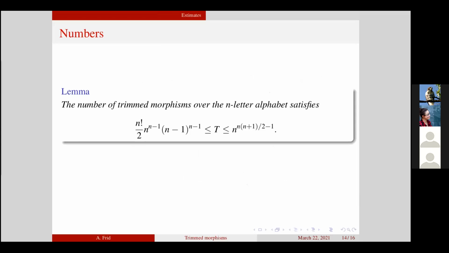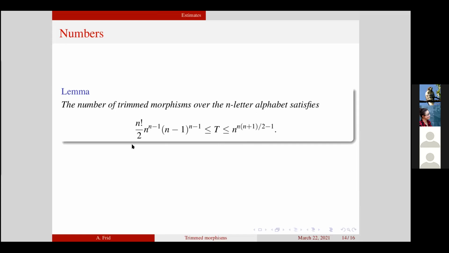But unfortunately, what is complicated is that the number of trimmed morphisms over an n-letter alphabet is huge. So this lower bound is just the number of the longest possible trimmed morphisms, of the shape when the symbols separate one by one. This upper bound is just very rough. It is more or less obvious. And I don't know what exactly happens in between. I guess it is closer to this bound.